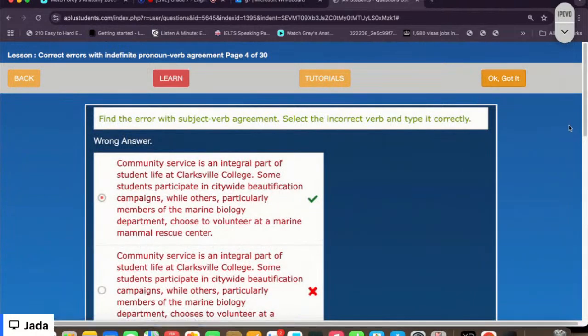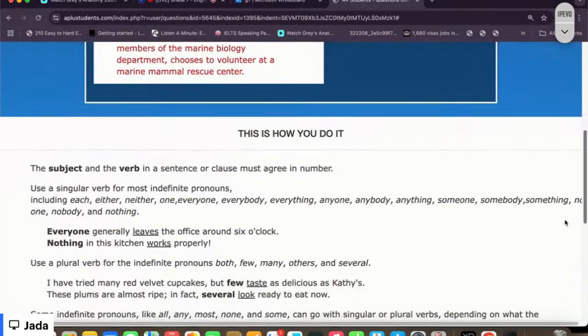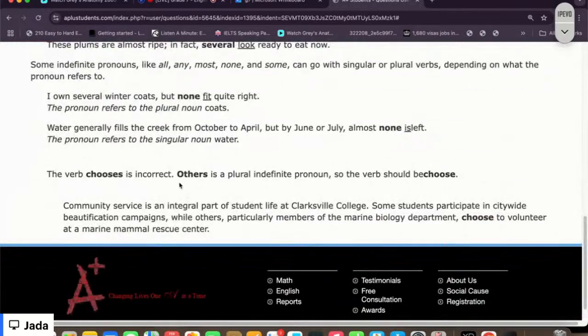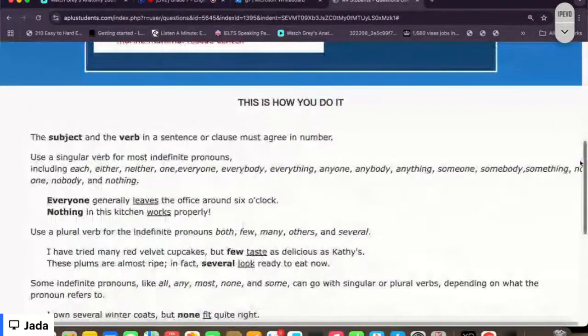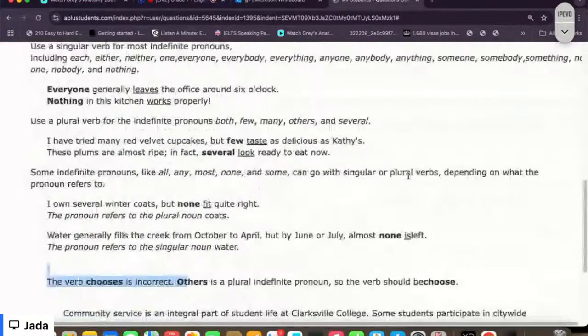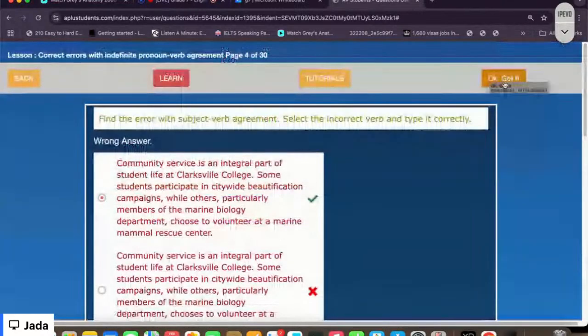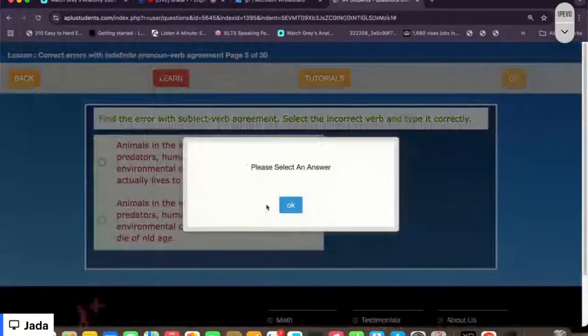So now, why is this one wrong? You have to take note of this. This is wrong because we have others. Remember that others is a plural indefinite pronoun. So whenever you have others, it is a plural subject. So you have to remember that also. So we have here both, few, many, others, and several are plural indefinite pronouns. Okay, so once you see that, you have to note that it's a plural subject.